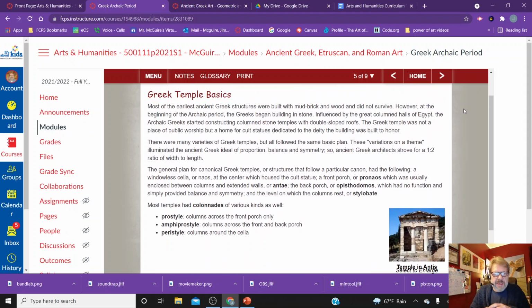Greek temple basics. Most of the earliest Greek structures were built with mud, brick, and wood and did not survive. However, at the beginning of the Archaic period, the Greeks began building in stone, and this is awesome because we have a lot of stuff to take a look at from them because of that.